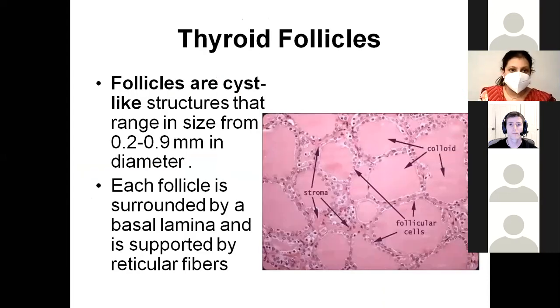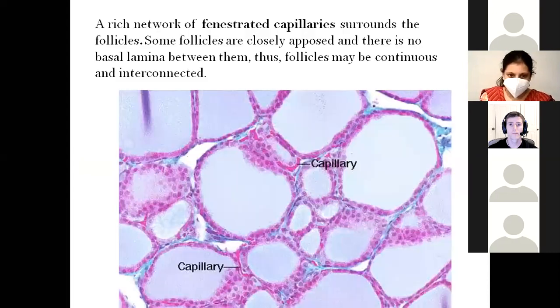Thyroid follicles are cyst-like structures that range in size, varying from 0.2 to 0.9 millimeter in diameter, and each follicle is surrounded by a basal lamina and is supported by reticular fibers. As you all know, there are different types of fibers, which we have previously studied in histology as well: reticular fibers, collagen fibers, elastic fibers. So you can appreciate that there are different follicle sizes present over here, and the size depends on the activity of the thyroid gland. Okay, so let's move ahead.